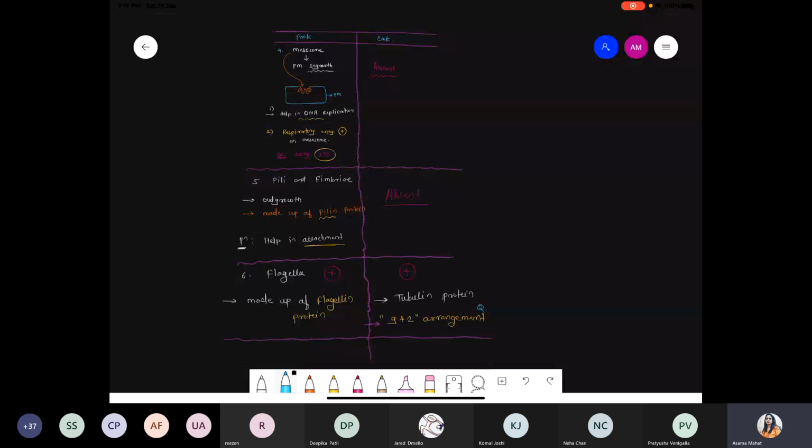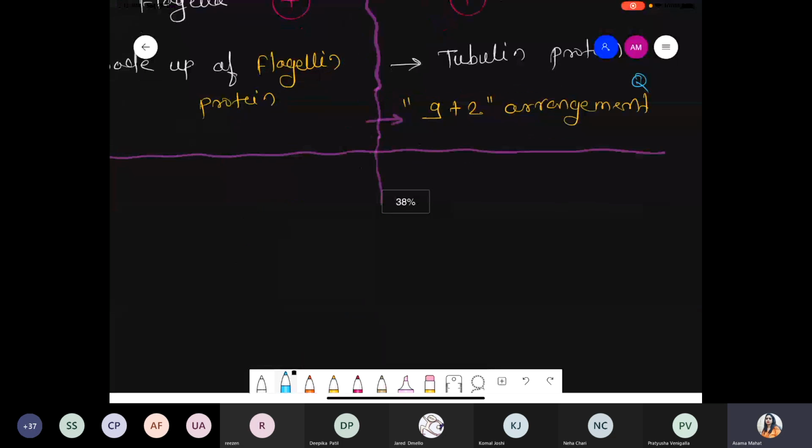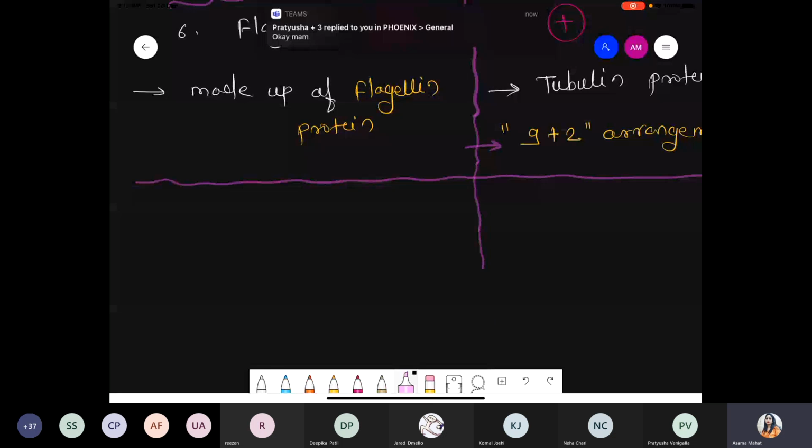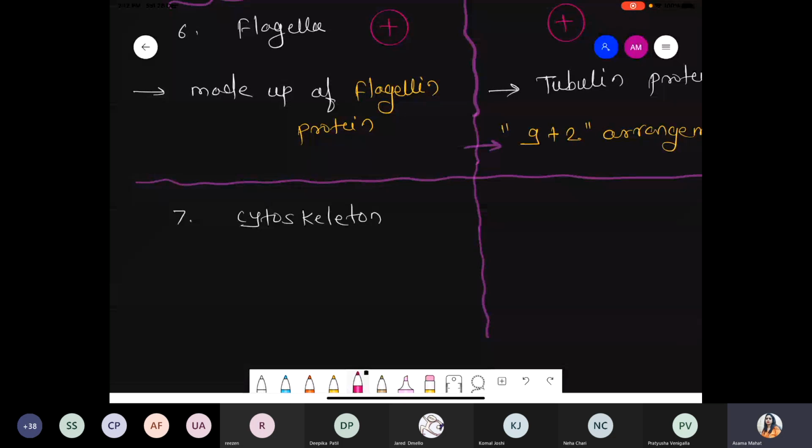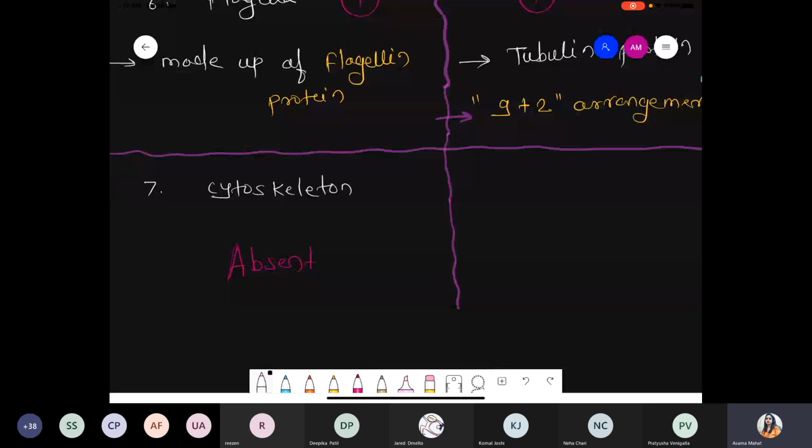So we talk about the next part, number 7, the difference between pro and eukaryotes: cytoskeleton. You know very well, cytoskeleton is a combination of protein plus fiber which provides stability. The cytoskeleton is totally absent in the prokaryotic system, but in the eukaryotic system, yes, cytoskeleton is present, and three types of cytoskeletons are there.